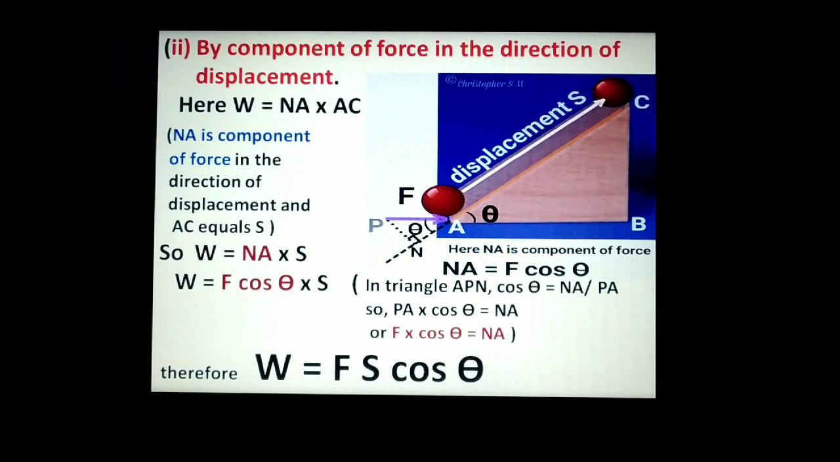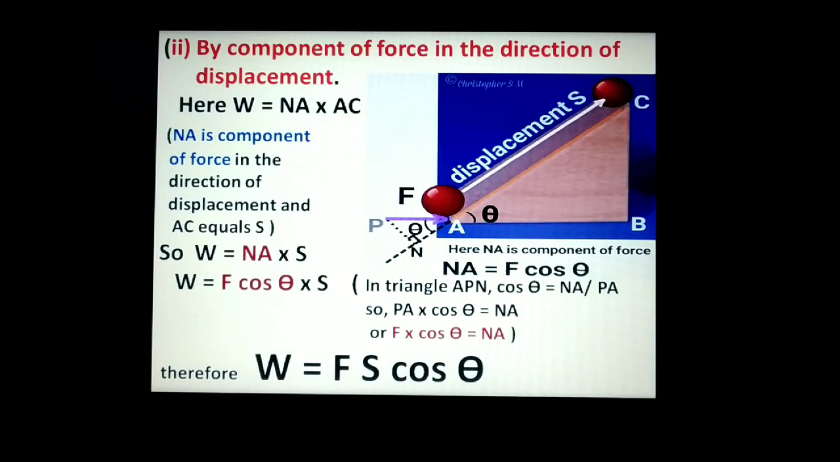Now using the second method, by taking the component of force in the direction of displacement, we will get W is equal to NA into AC. Now look at the figure carefully. Can you see NA? That NA is the component of force and PN is the perpendicular on the dotted line. Now the small triangle also has the angle theta, which is the vertically opposite angle. And AC here is equal to S as before. So W is equal to NA into S. So W is equal to F cos theta into S.